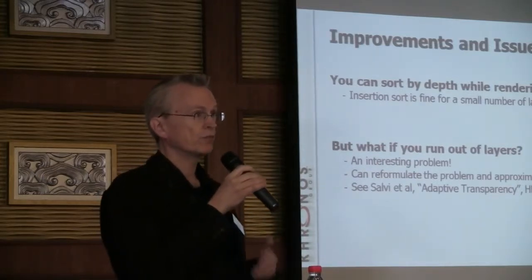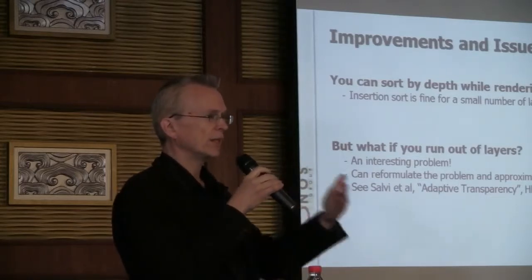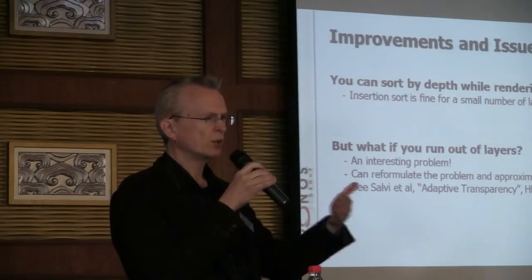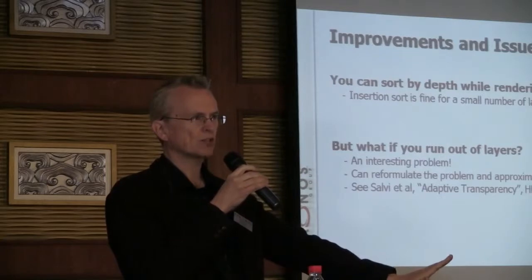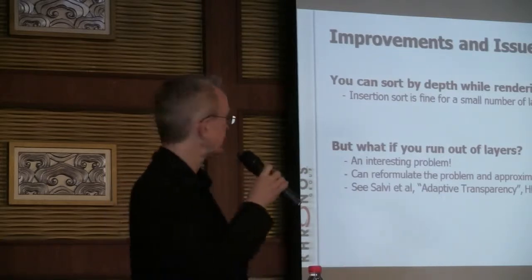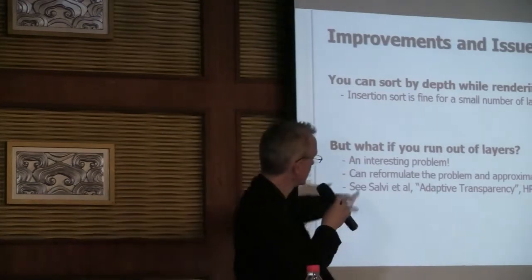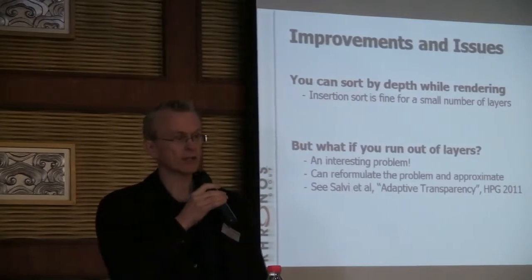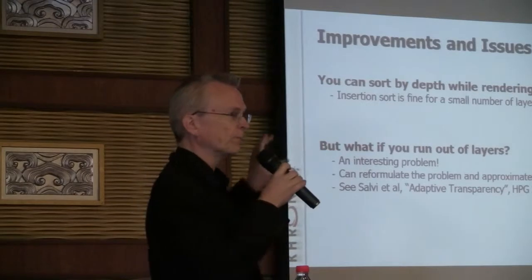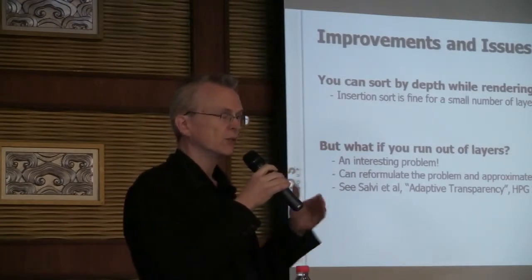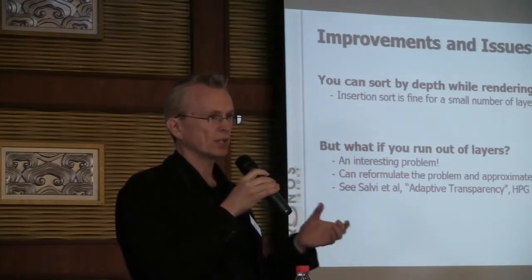So what do you do if you need to draw more than 8 layers? Well, you probably know if you draw many layers of transparent material, really only the ones in front are important. The ones in back are not so important. So it's okay to approximate. You don't have to be exactly correct. There is some very nice academic paper from HPG 2011. If you look this up on the internet, Salvi, Adaptive Transparency, gives a very nice solution to doing this kind of computation using the same capabilities, but approximating so that the number of layers can be limited.